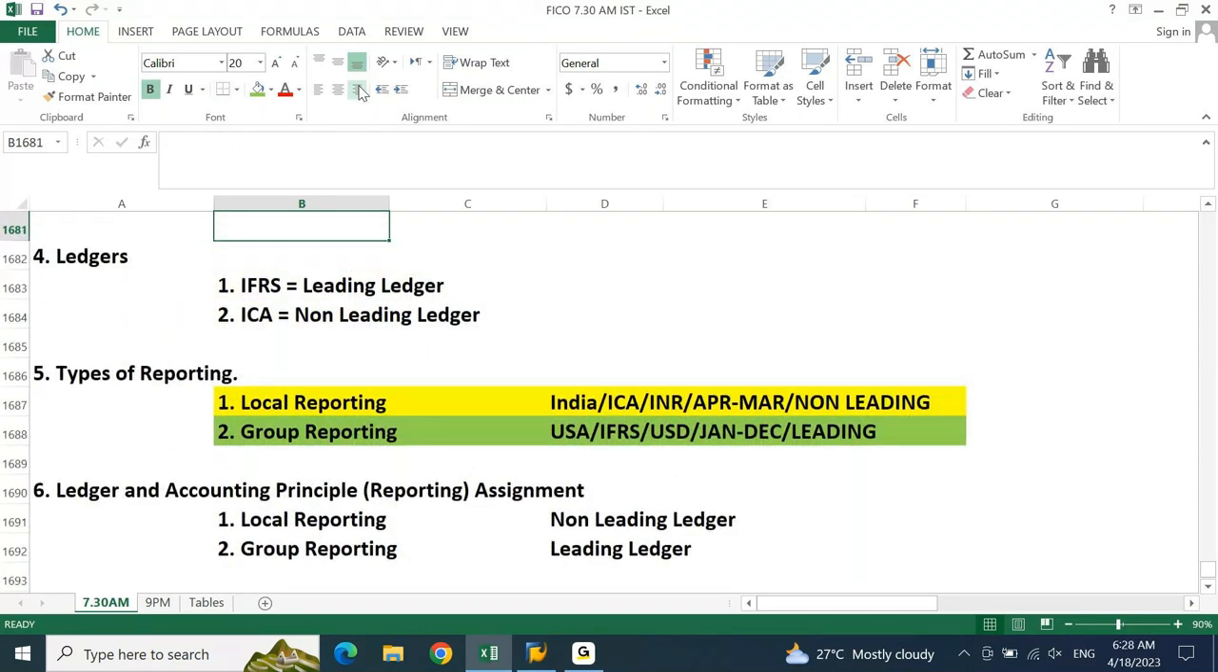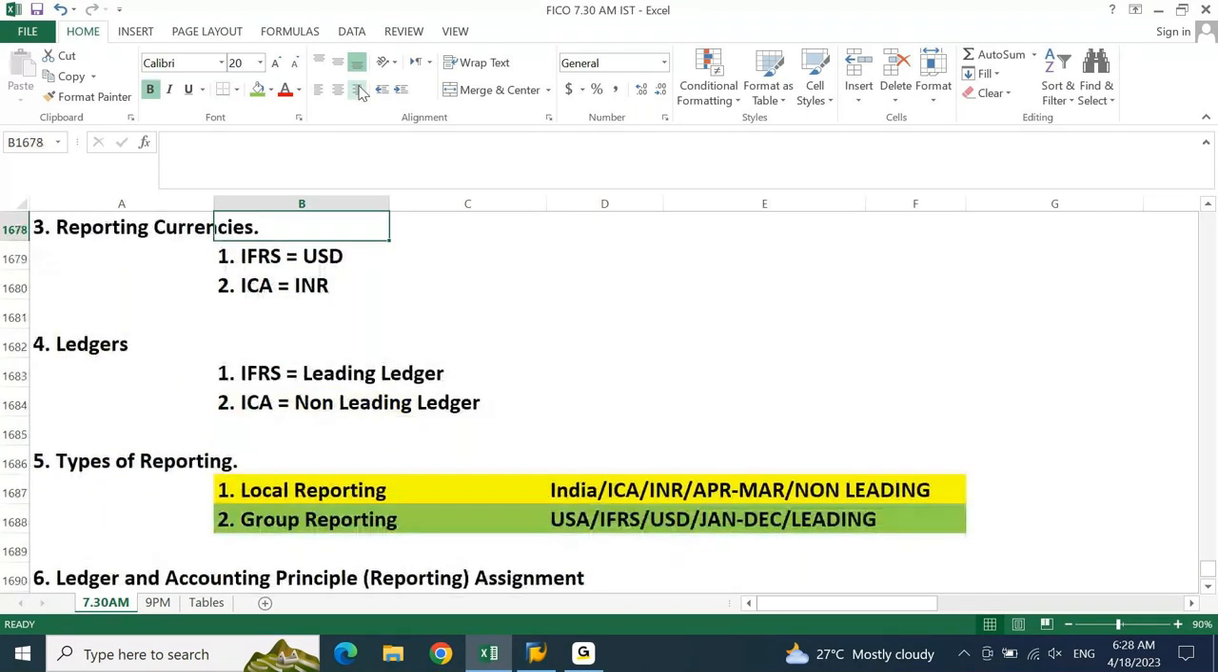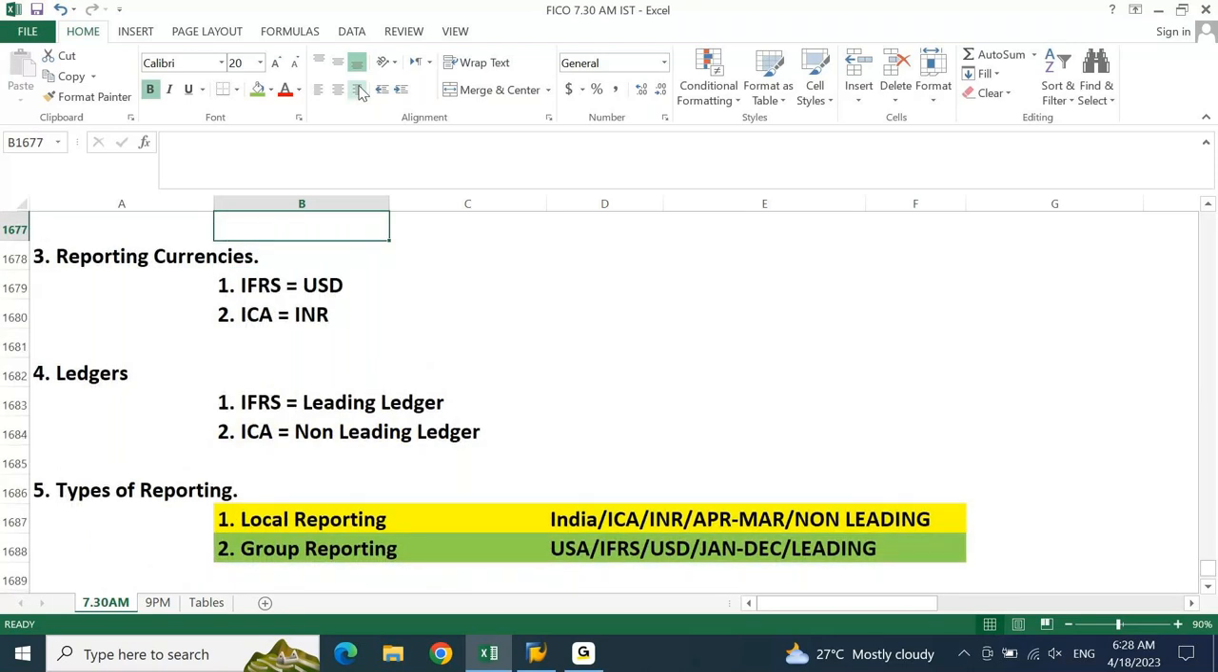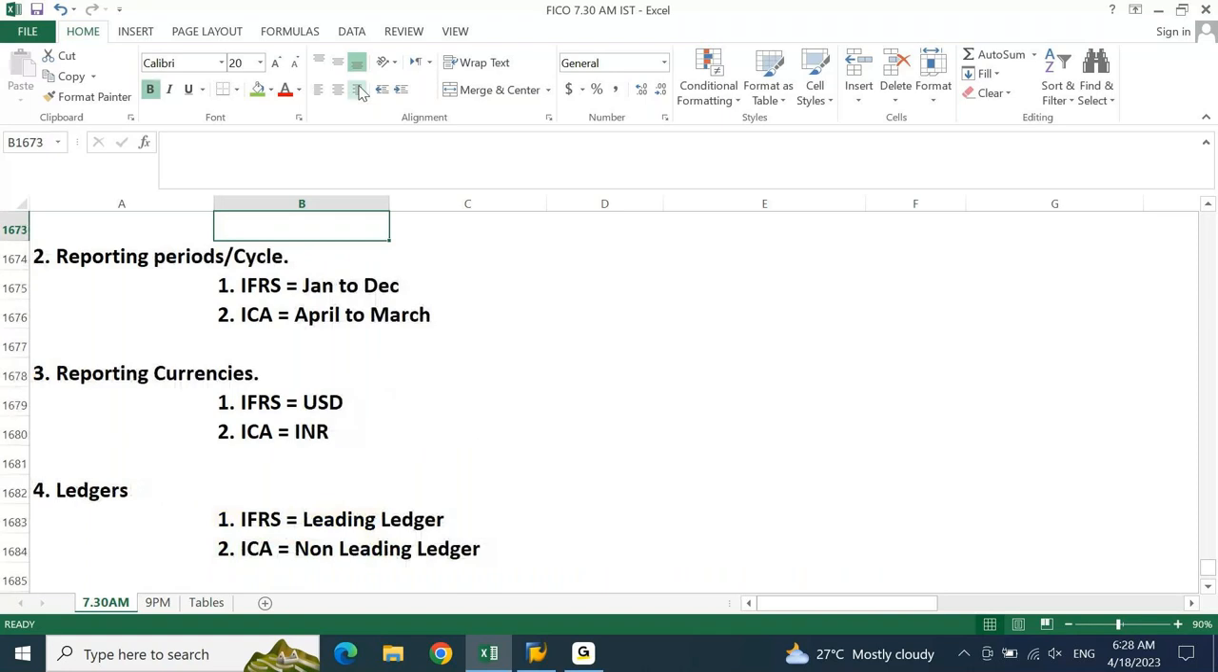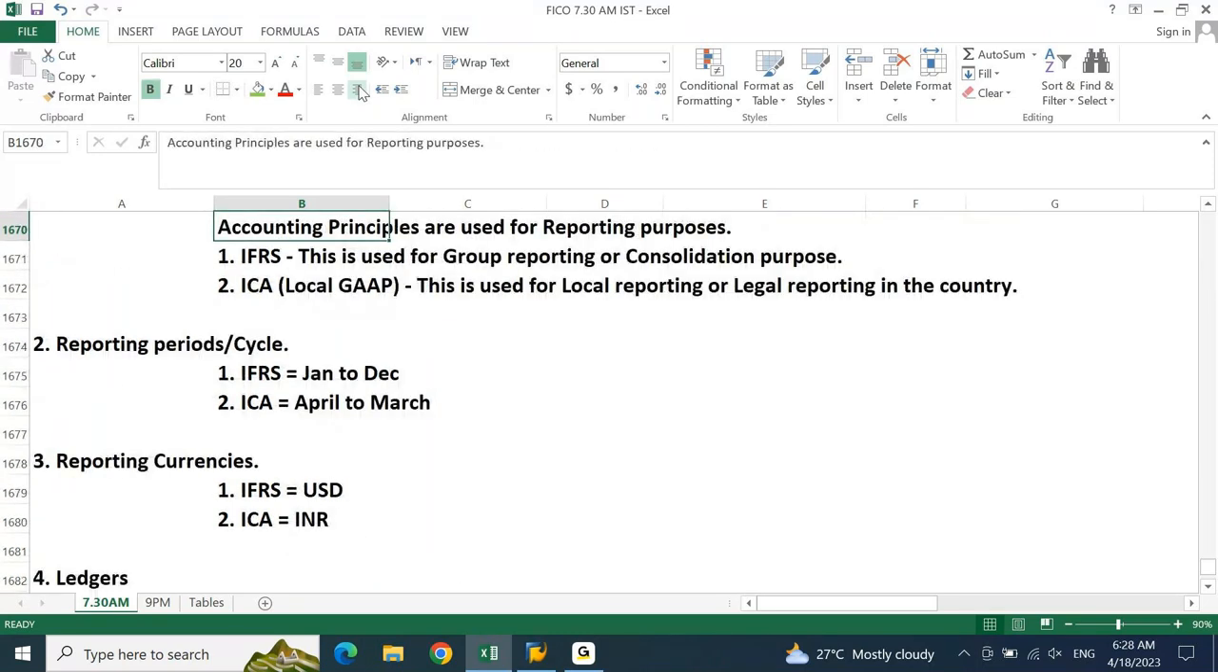For IFRS, which ledger we will be using? Leading ledger. For IFRS, which currency will be used? USD. For IFRS, which reporting cycle will be followed? Calendar year, Jan to December. Now, IFRS we are going to use for group reporting or consolidation purpose.